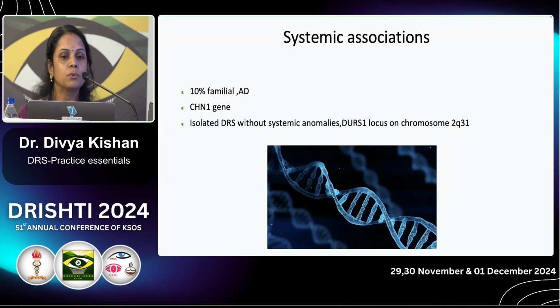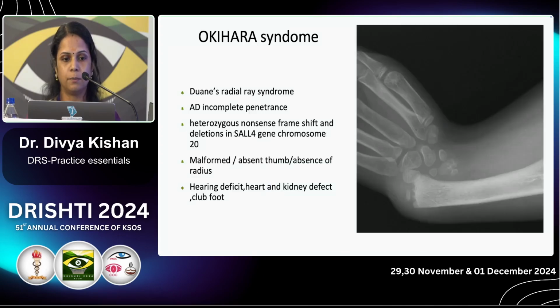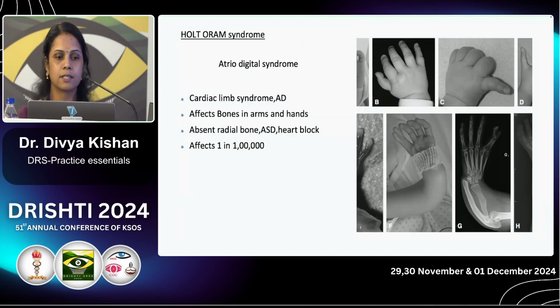It is important to look for any other systemic associations in Duane's. 10% are familial, autosomal dominant with CHN1 gene involvement. Now, in isolated DRS without systemic anomalies, the DURS1 locus on 2q31 is involved. The various syndromes that may be seen in patients with Duane's include the Okihiro syndrome, which is also known as the Duane's radial ray syndrome, and that has malformed or absent thumb and absence of radius, and hearing deficit, with heart and kidney defects associated.